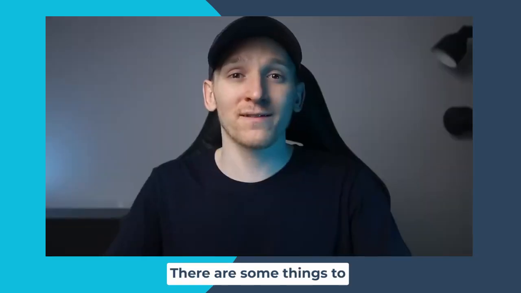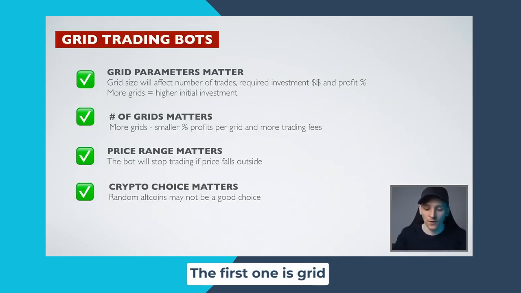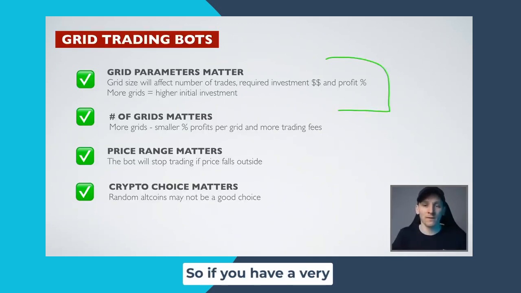There are some things to consider with grid bots, because they are just a tool and they can't make a bad trade good. The first one is grid parameters do matter. If you have a very wide grid from top to bottom, you are spreading your capital out very thin. That may not be good for a shorter term trade. You may want to concentrate it and you may want the grids to be a certain distance.